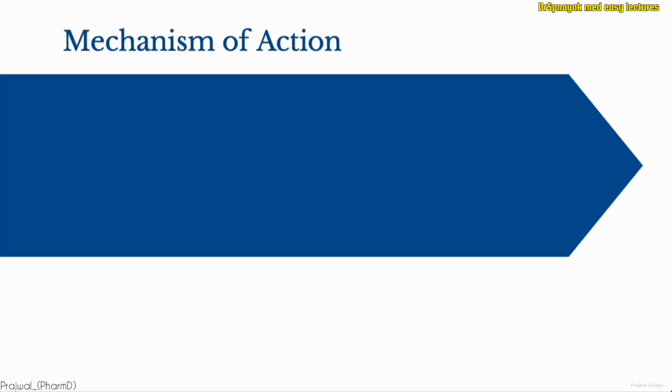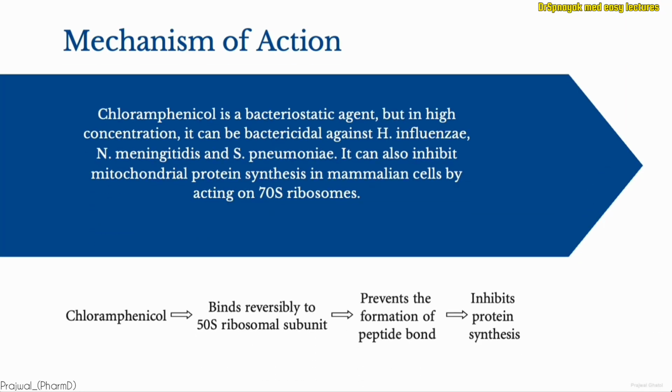Now let's see the mechanism of action of chloramphenicol. Chloramphenicol inhibits bacterial protein synthesis by interfering with transfer of the elongated peptide chain to the newly attached amino acid tRNA at the ribosome mRNA complex. It specifically attaches to the 50S ribosome near the acceptor site and prevents peptide bond formation between the newly attached amino acid and the nascent peptide chain. At high doses, it also inhibits mitochondrial protein synthesis in mammalian cells by acting on 50S ribosomes.